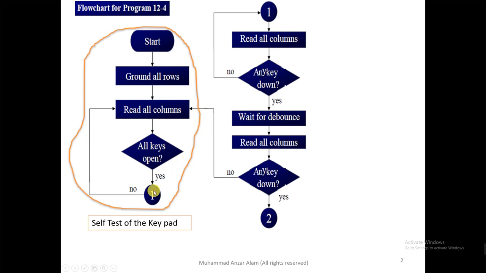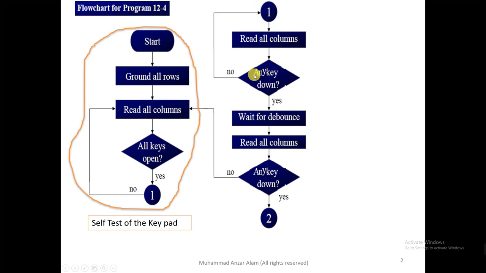Okay, now we assume here all the keys are in healthy condition and the self-test of the keys is passed. So from here we will move to this point. Now read all the columns. Why, again, do we need to read all the columns? Any key down? If we have pushed any key, then yes, any key down, yes, one of the keys is down. Then we have to wait for the bounce. Before this, if none of the keys is pressed, then this program will remain in this loop.